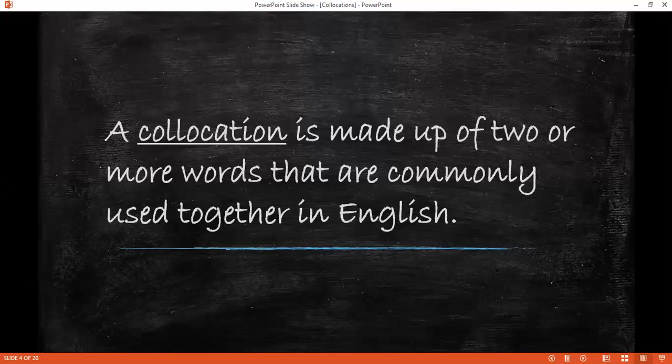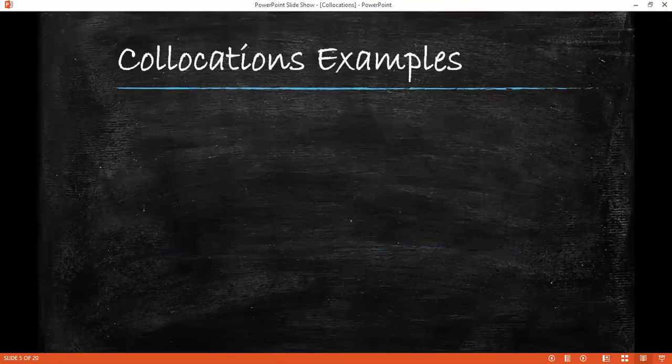Interestingly, there is no rule to learn them. You just have to read more and listen more to learn which word can be placed next to a word. Right? There is no such rule. You just have to listen more, as these are commonly used in their native language. Okay, the native people use all these words together. I'm going to show you some examples of collocations.